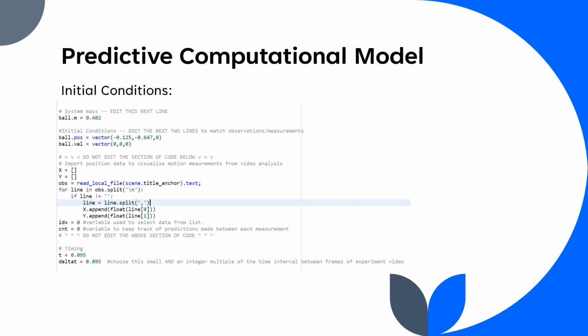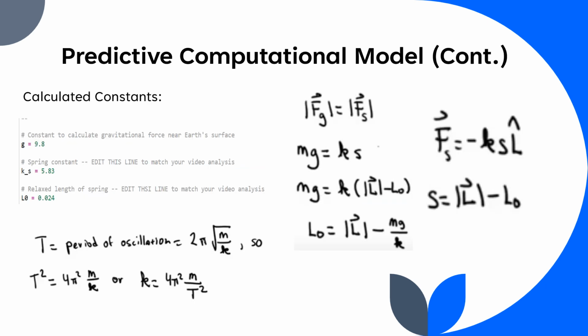Here are some introductory aspects to my predictive computational model, such as the initial conditions, including the mass of the object, its initial position and velocity, and the start and end timestamps that were gathered from my tracker analysis. Here are the calculated constants of the model, including the gravitational constant near Earth's surface, the spring constant, and the relaxed length of the spring. The spring constant and the relaxed length of the spring were found using pre-lecture video number 52, which provided the equations and steps needed to determine the values. We can also note that the spring constant can be determined using the period of oscillation.